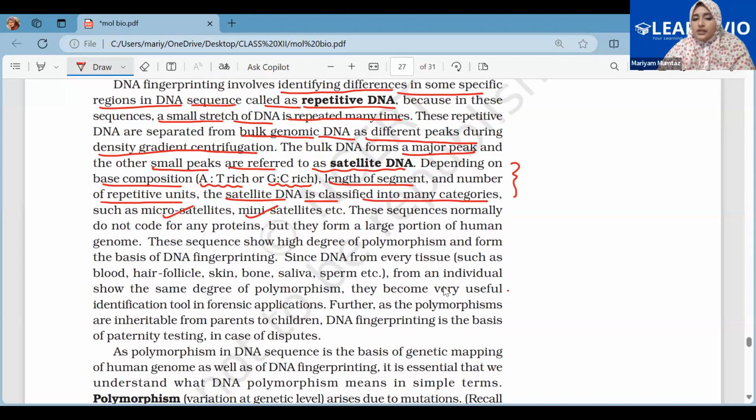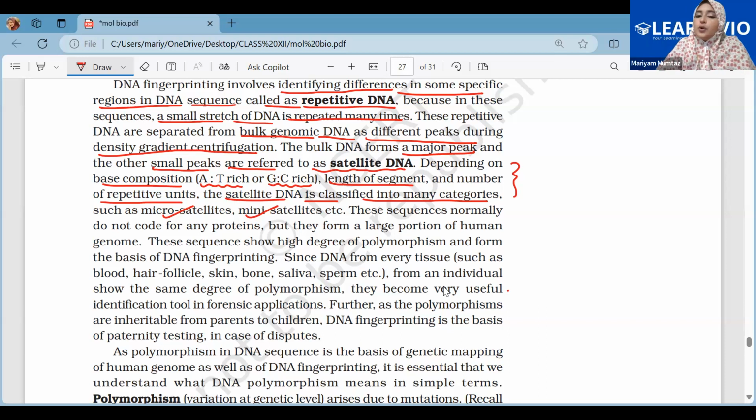Now, these sequences normally do not code for any protein, but they form a large portion of the human genome. Now, these sequences show high degree of polymorphism and form the basis of DNA fingerprinting. Which sequences? These repetitive DNA sequences do not code for any particular protein, but they form a very large portion of the human genome.